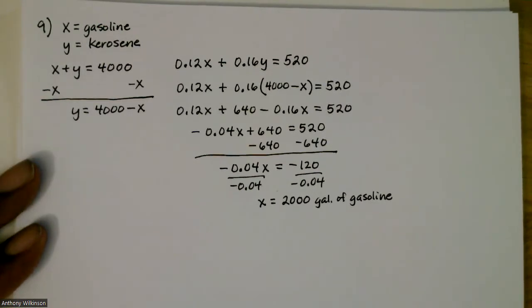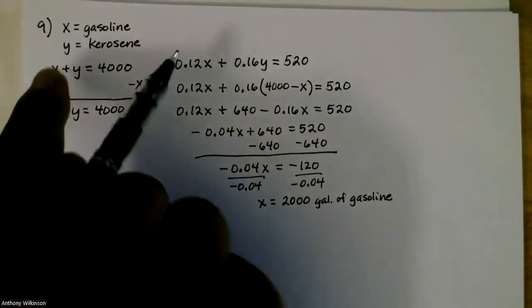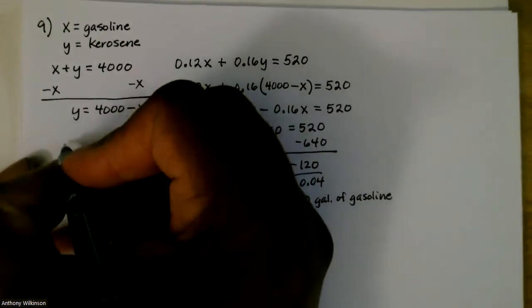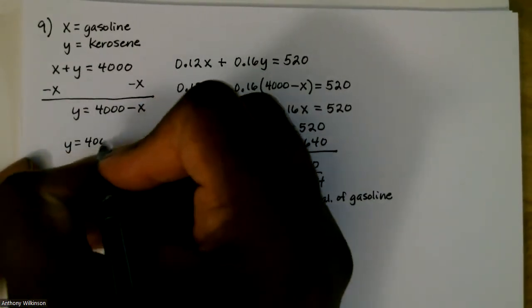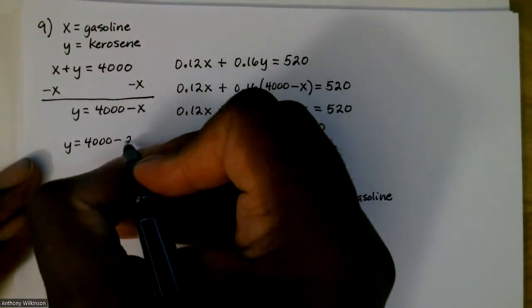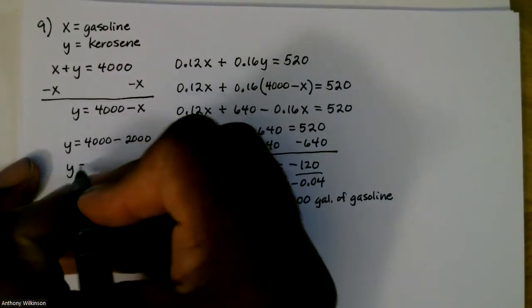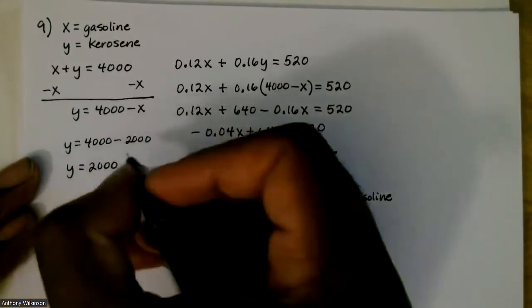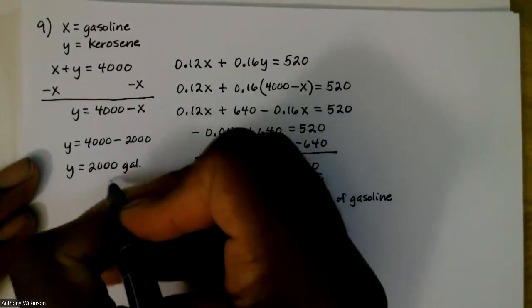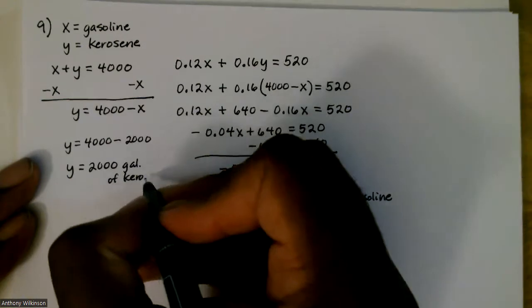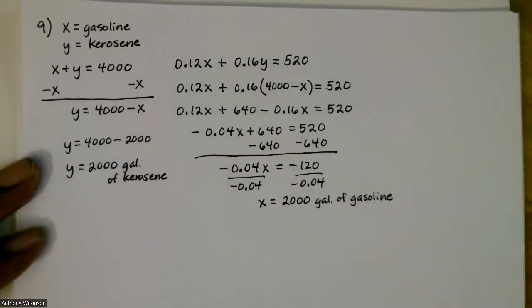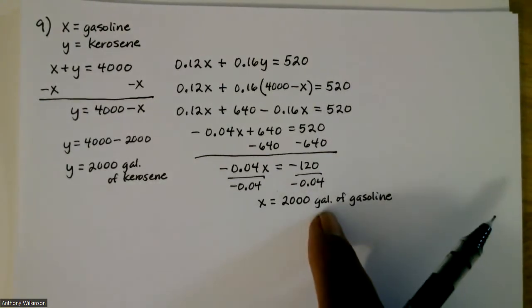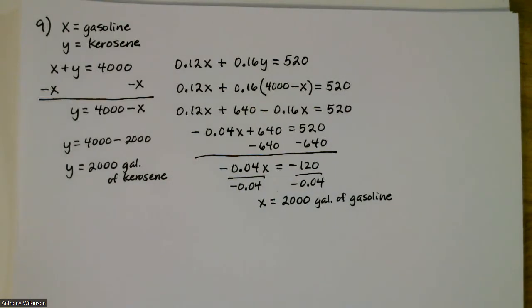And now let's find out what the number of gallons of kerosene is. Y is the number of gallons of kerosene, but notice that Y is equal to 4,000 minus X. So if I take that expression, replace the X with 2,000, I can find out the number of gallons of kerosene that will be. Subtract 2,000 from 4,000, you'll get 2,000. So this is 2,000 gallons of kerosene. All right, so to answer that question, there were 2,000 gallons of gasoline and 2,000 gallons of kerosene.